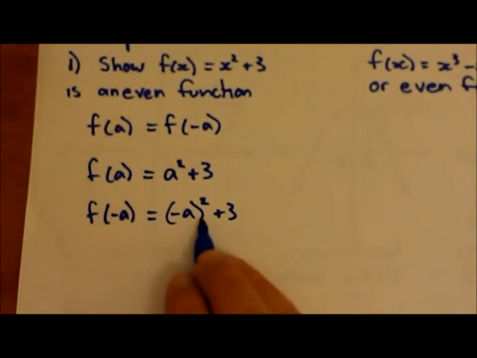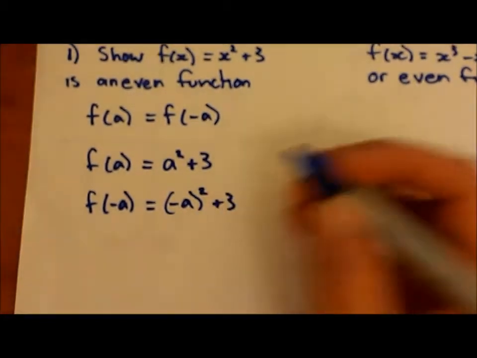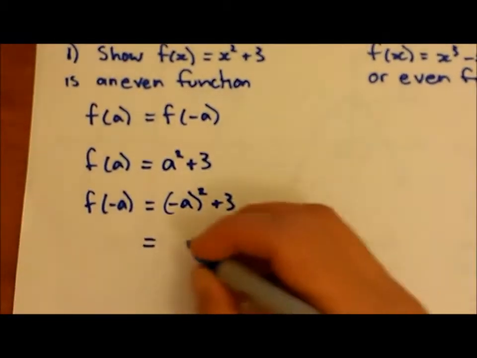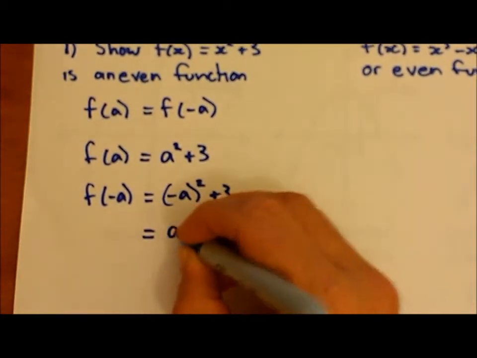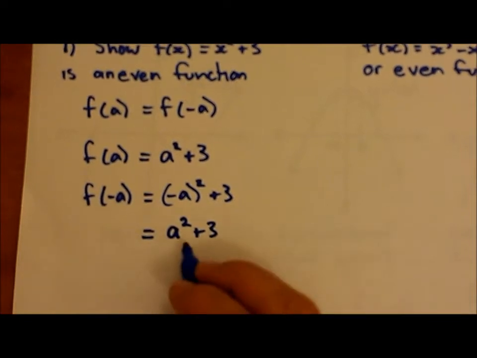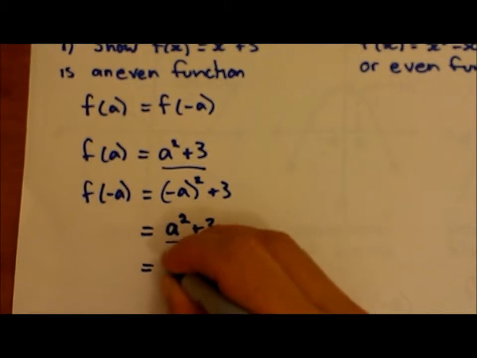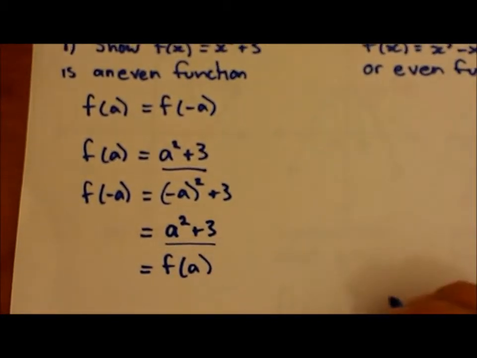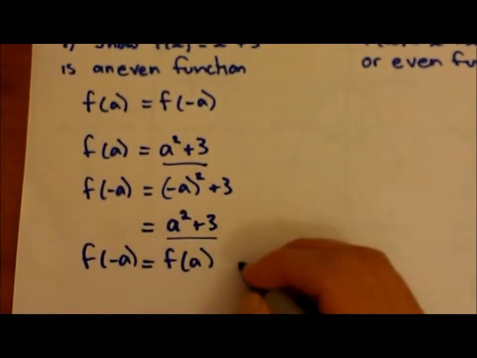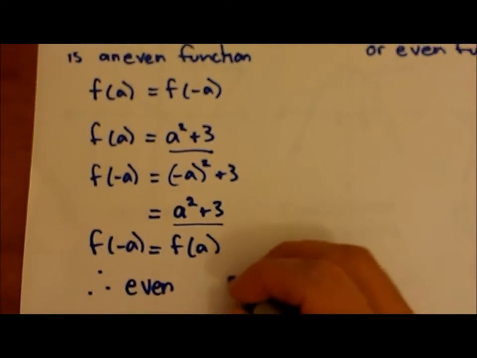Notice I've put the brackets around here because it's not just the a but the negative that's squared as well. So when I look at this one, negative a squared, anytime I square a negative, I always end up with a positive answer. So I end up with just positive a squared plus 3. Now if I have a look at what I've got here, it's exactly what I had up here. So that's simply equal to function of a. Therefore, if function of negative a and function of a are the same, I can definitely say it's an even function.